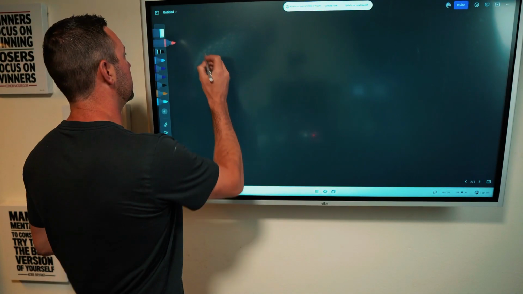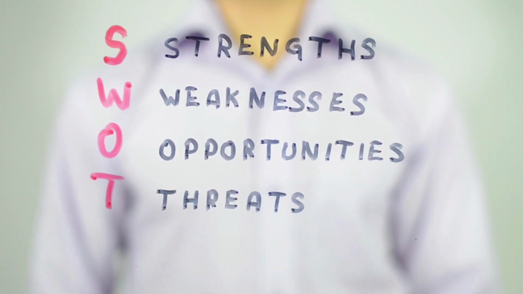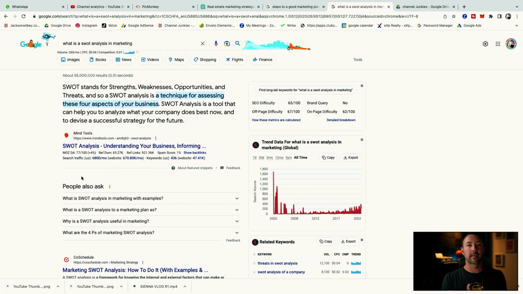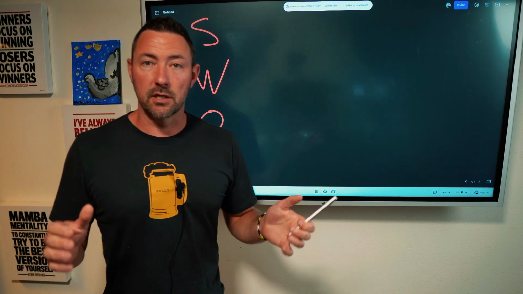So what we're going to be doing today is building out what's called a SWOT analysis. Now, you might be wondering what a SWOT analysis is and if it's even important for real estate. What a SWOT analysis really stands for: strengths, weaknesses, opportunities, and threats. That's going to be very interesting. So what is a SWOT analysis and what does it do? It's a technique for assessing these 4 aspects of your business. It's a tool that can help you analyze what your company does best now and to devise a successful strategy for the future.